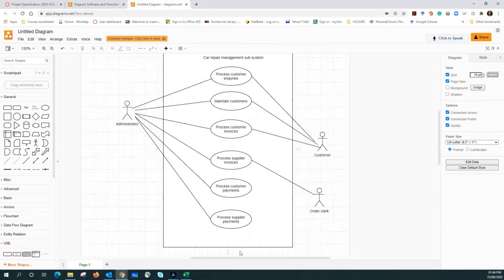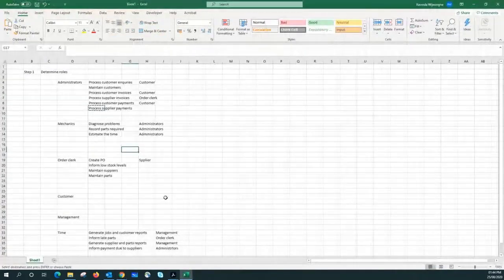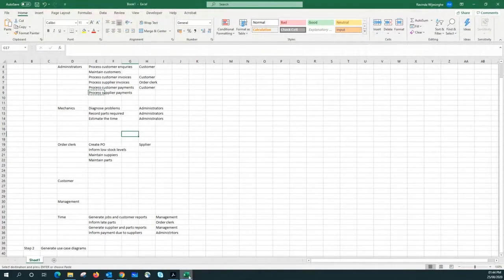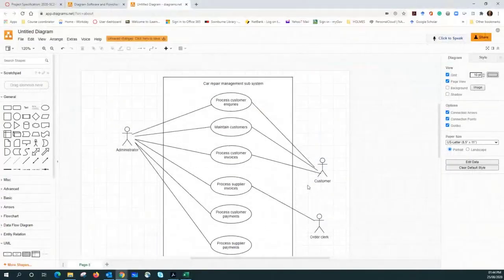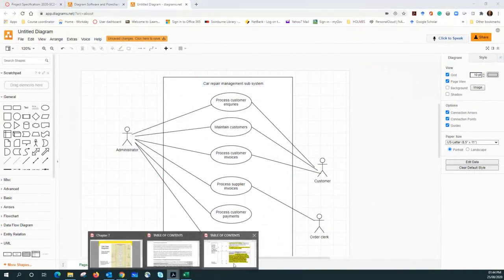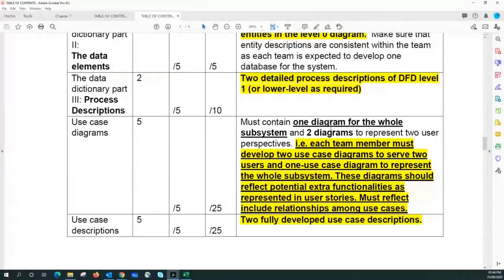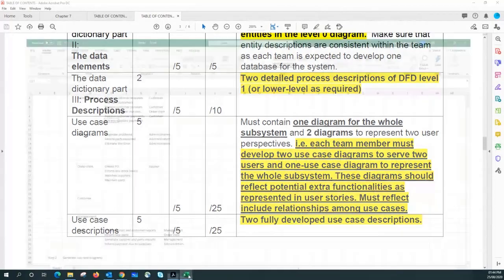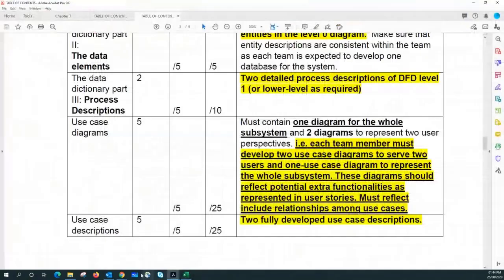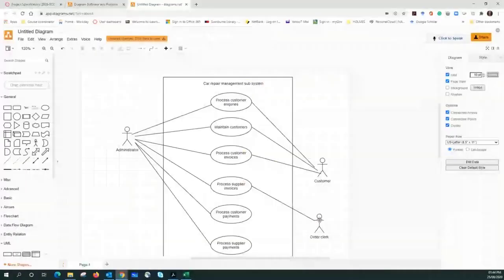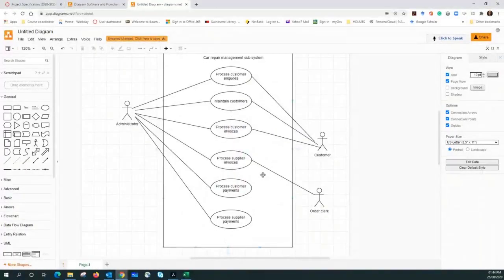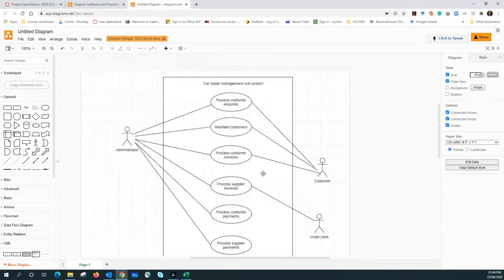So assume that I have put everything, because I don't have room to put everything. So this is your subsystem perspective. That is what they are asking you to design here, right? One diagram for the whole subsystem. So this is for the whole subsystem. Okay. And also you need to think about the include and extend relationships as well.